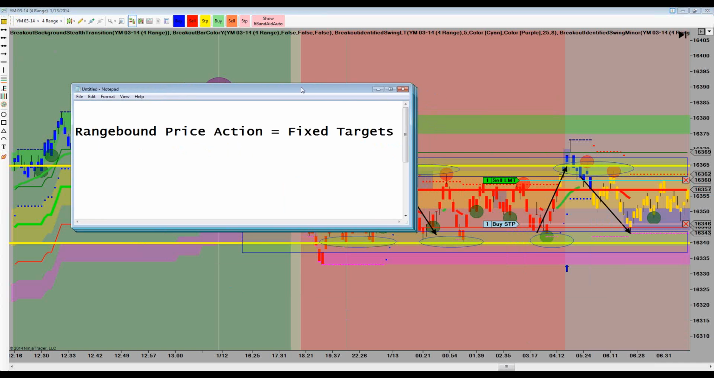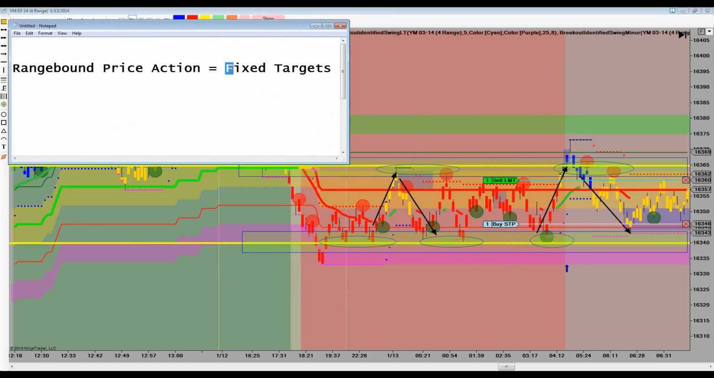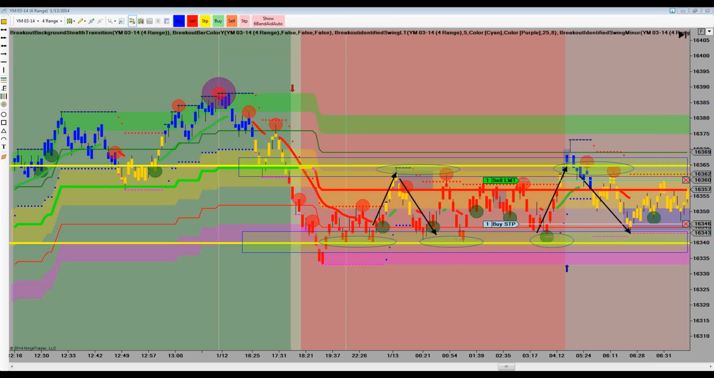We all agreed that when a market is range bound, we look for fixed targets. We're not looking for runners, right? We're taking profit at support and resistance if you're trading both sides. If you are shorting the top, of course, you're covering down here. If you're buying the bottom, you're taking profits up here and you're getting out of the trade and looking for reentry. Everybody see that? All right, now let's advance this.